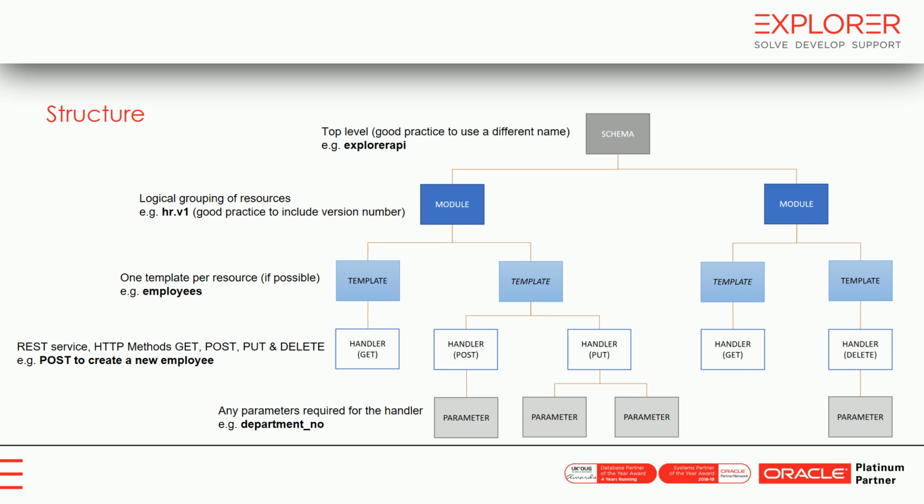For example, you could add a post handler to create an employee, or a get handler to return a list of employees. The final level is for defining any parameters that your handlers require. For example, if your get handler was returning a list of employees, you might want a parameter of a department number to restrict the employees that are returned.